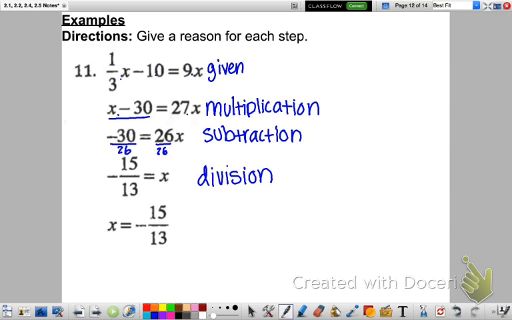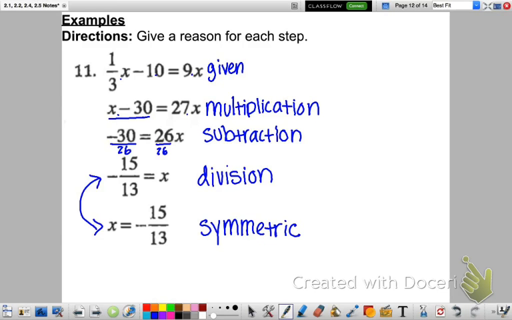Now, it is very important that we show the difference between these two steps here. We cannot flip the x around to the other side without first solving and then flipping it with the symmetric property.